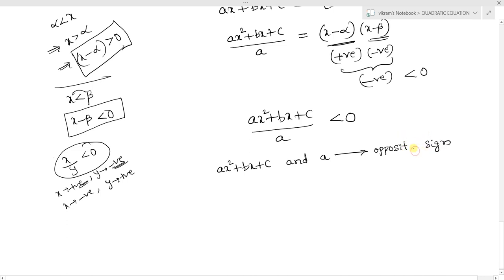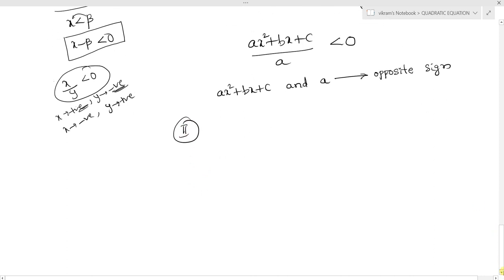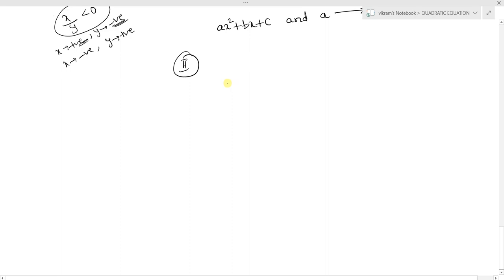Okay, is it clear? Now the case 1 we considered as alpha less than x less than beta. Now go for the case 2. What is the case 2? The case 2 is x less than alpha or x greater than beta. In this case, what happens? So now I am considering the first case. x less than alpha, that means x minus alpha is less than 0.